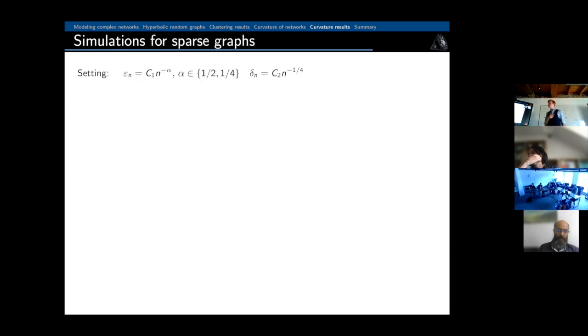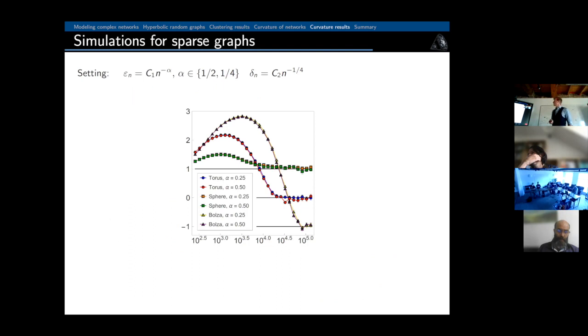So we took this setting, just to make sure, and this basically gives us graphs that are sparse, so the average degree converges to a constant. And then these are the results from the simulations for different values of alpha. And again, you can see they seem to converge. There's a pattern of convergence there. I mean, we can't push it too far, but there's a pattern of convergence there.